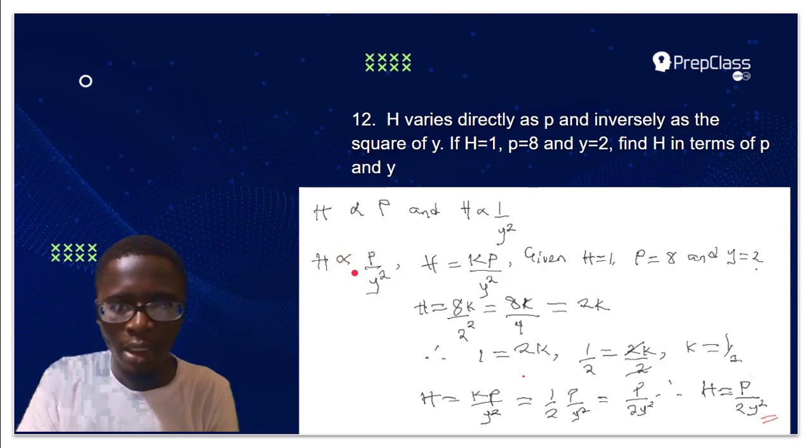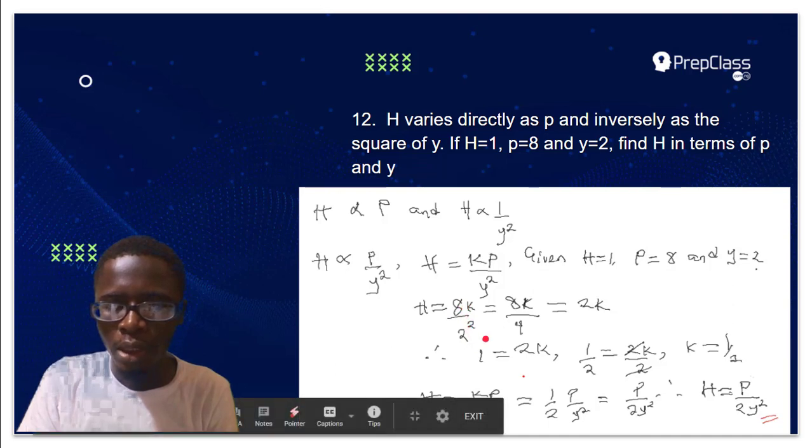h is directly proportional to p and inversely proportional to the square of y. Now we have to introduce our proportionality constant k. So h is equivalent to kp all over y squared. Given h is 1, p is 8, and y is 2, we can make substitution into this expression. p is 8, y is 2. So this, don't forget, the 2 is squared.